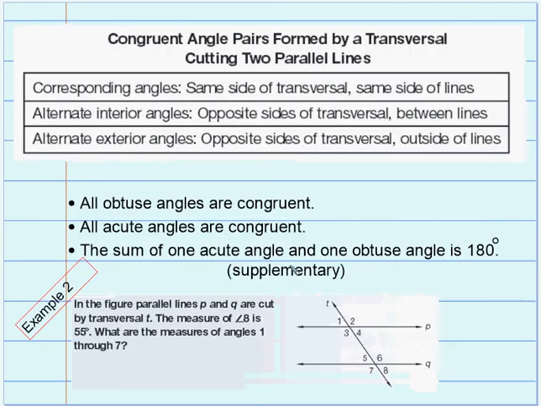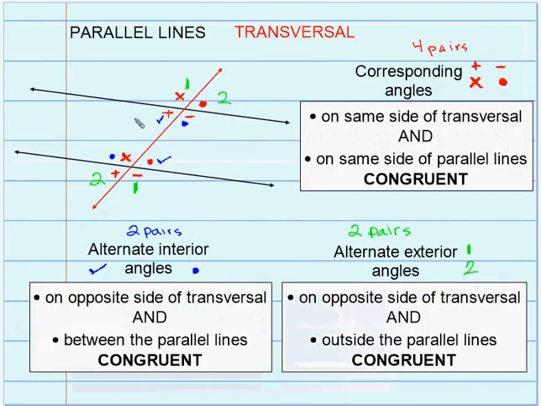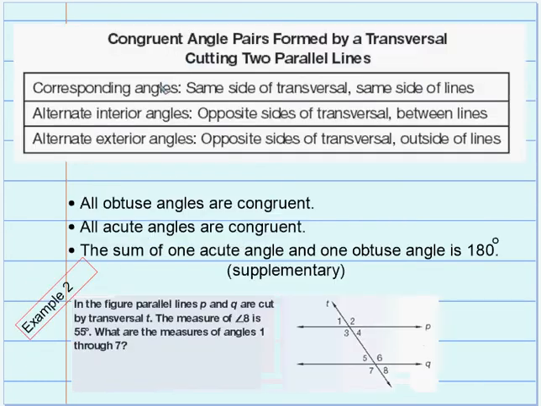Okay, so here's a lot to write down. Congruent angle pairs formed by a transversal cutting 2 parallel lines. Okay, so the transversal, remember, just goes through 2 parallel lines. And this is the exact same thing that we just talked about back here. Corresponding angles, so you don't have to write this down if you already have it here. Corresponding angles are on the same side of the transversal, same side of the lines. Alternate interior, opposite sides of the transversal between the lines, and alternate exterior are opposite sides of the transversal outside of lines.